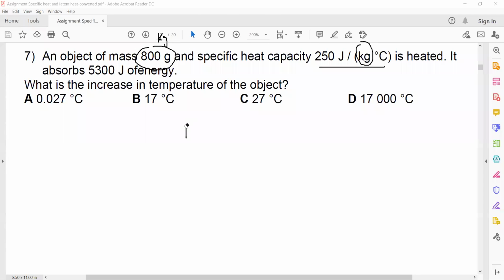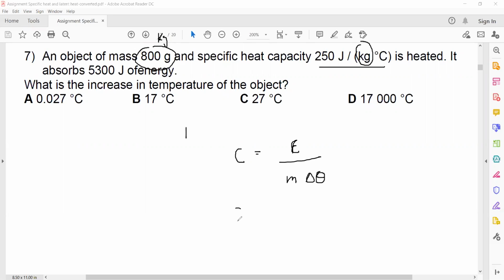So C is the answer. Here is how you solve it. You have the formula: specific heat capacity is energy divided by mass into change in temperature. Sometimes I write delta theta, sometimes delta T, only so that you will not be confused. Both of the symbols can be used.